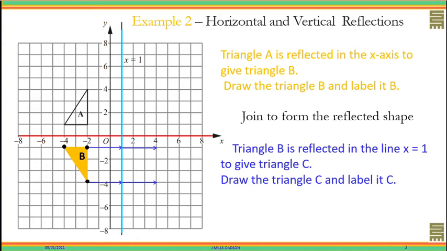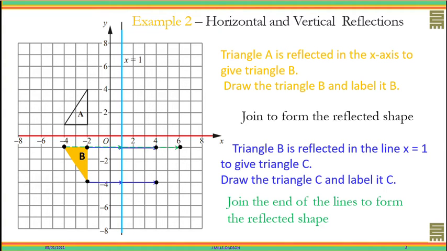And the last point, join the 3 dots to form your image. We now have C. So as you can see, we have 2 reflections done on the same grid, one as a horizontal reflection and one as a vertical reflection. Let's look at example 3.